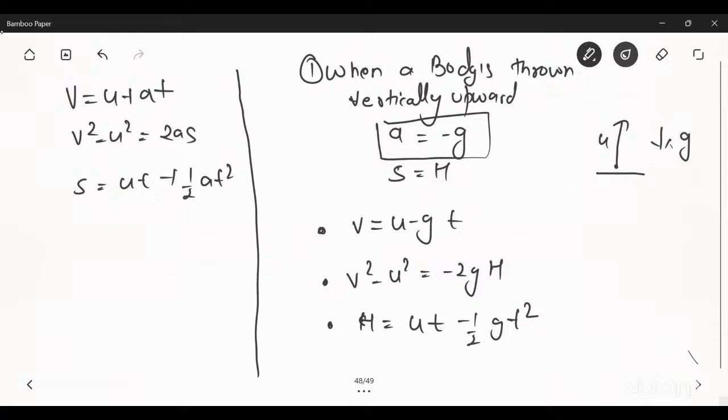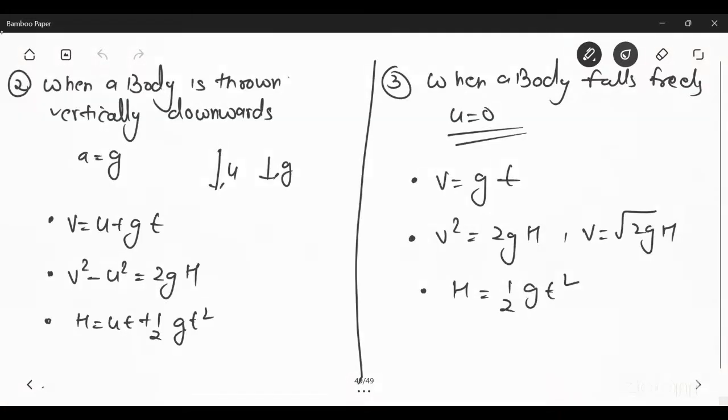So the first equation of motion will become v is equal to u minus gt. The second equation will become v square minus u square is equal to minus 2gh. The third equation will become h is equal to ut minus half gt square. And when a body falls downward, acceleration due to gravity is g, and the motion of the body is also downward, as both are in the downward direction. So the equations of motion will become v is equal to u plus gt, v square minus u square is equal to 2gh, or h is equal to ut plus half gt square. And when a body falls freely, its initial velocity is 0. So the equations are v is equal to gt, v square is equal to 2gh, and h is equal to half gt square.